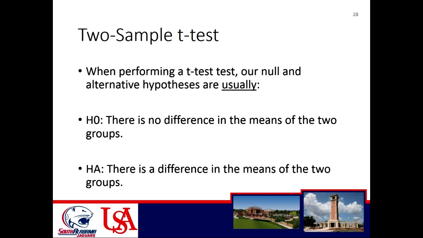So therefore, we can say that there is a difference in the mean of the two groups if our results are statistically significant. If our p is less than 0.05, we can say there is a difference in the mean of the two groups.